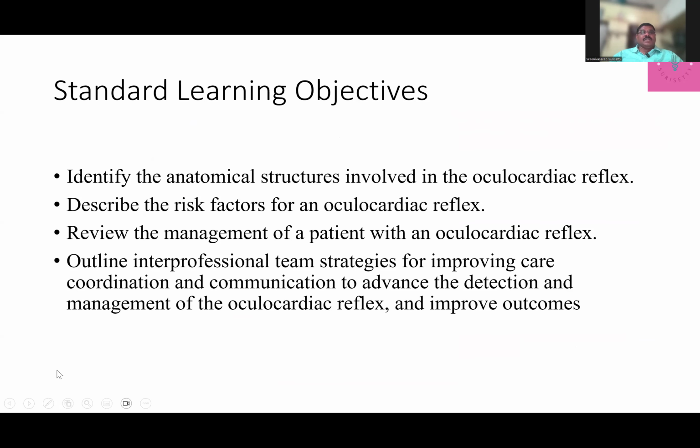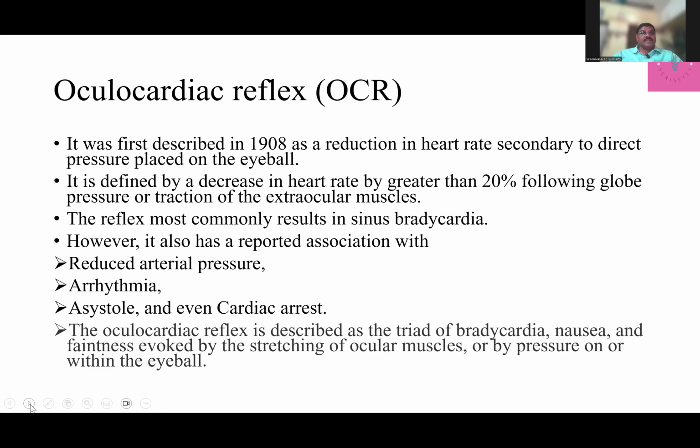So what are the standard learning objectives here? We have to identify the anatomical structures involved in the oculocardiac reflex. We have to describe the risk factors of the oculocardiac reflex. We have to review the management of a patient with an oculocardiac reflex. We have to outline interprofessional team strategies for improving care coordination and communication to advance the detection and management of the oculocardiac reflex. Finally, we have to improve the outcomes from the oculocardiac reflex.